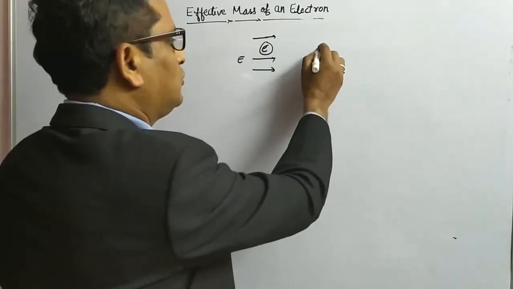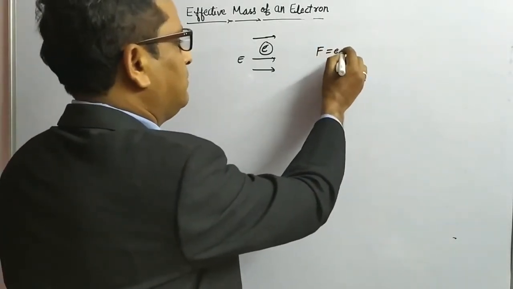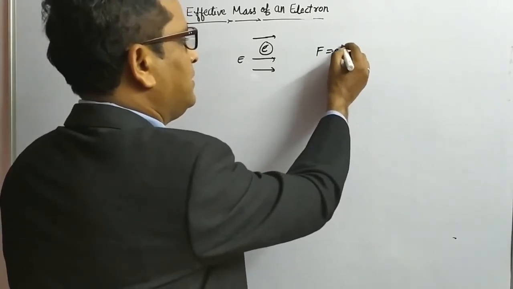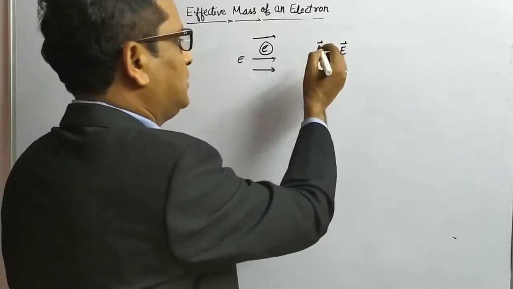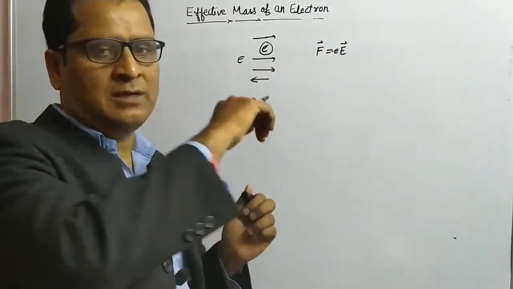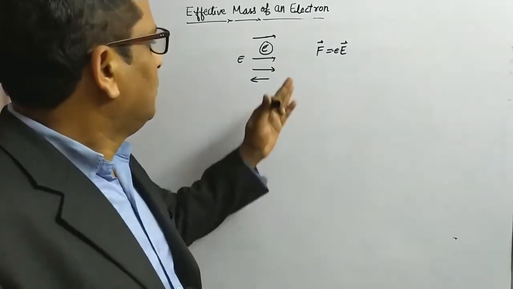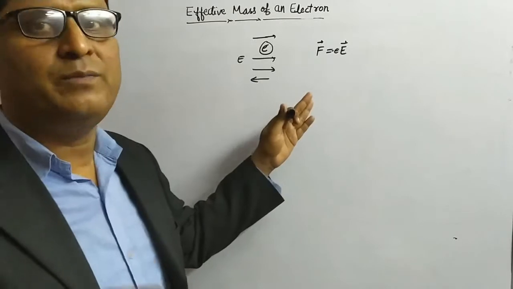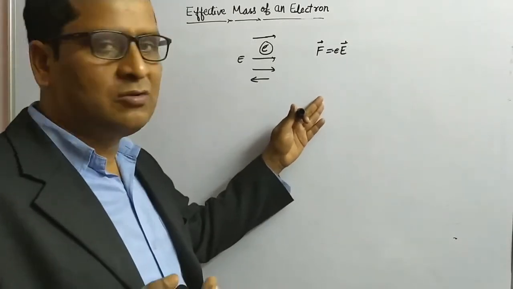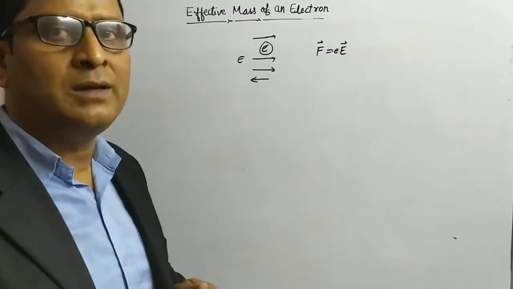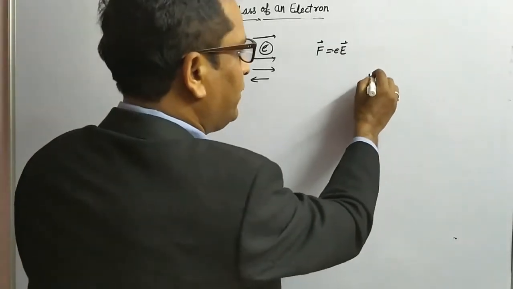So what will be the force on the electron? It is given by minus e E, where E is the electric field and F is the force, and this force will act opposite to the electric field. But the mass of an electron when placed in a periodic potential is not constant, and it varies with the wave number k. K के साथ ये vary करता है.